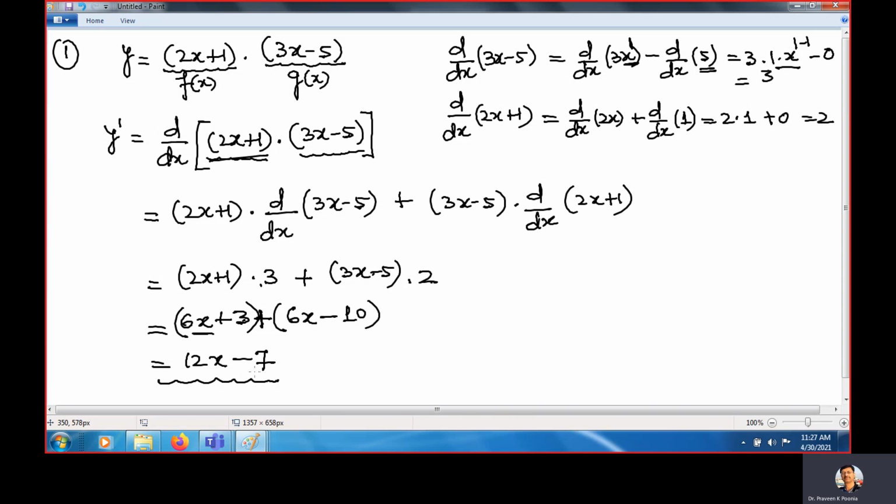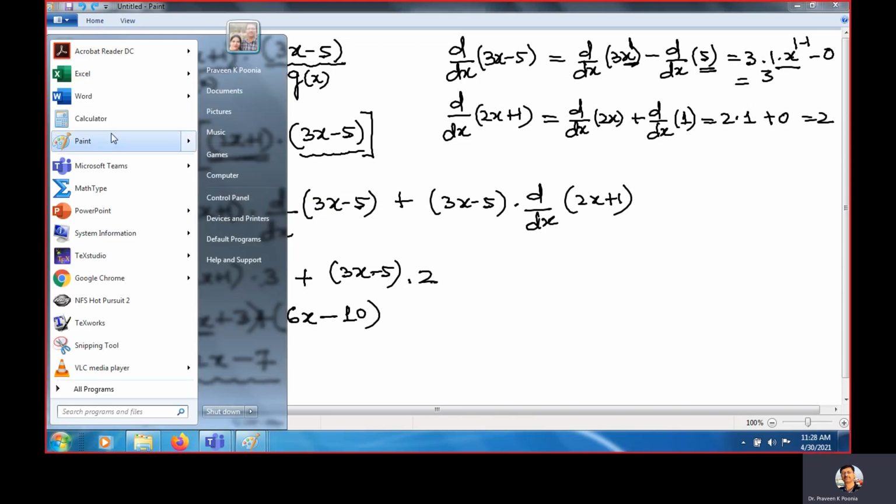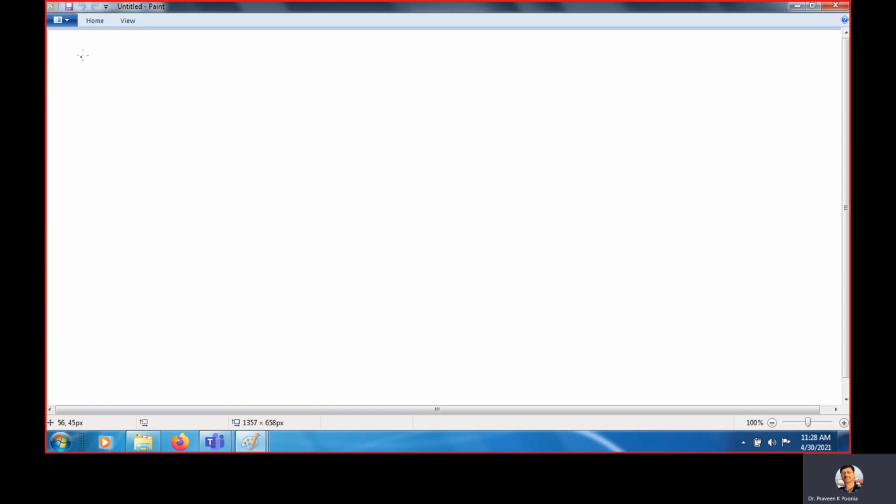Clear? So if two functions are given in product form, what you need to do is one time keep the first function same and take the differential of the second. Then keep the second same and take the differential of the first. This is a very simple rule. Two functions are there. One will be differentiated at a time: first differentiation, then second differentiation. Okay. Now question number 2.